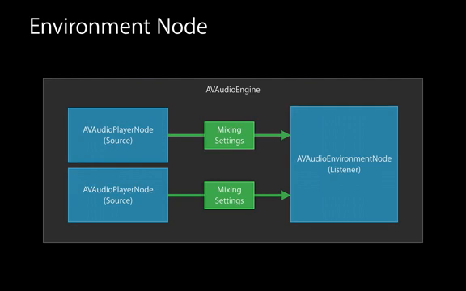So as a diagram, this is what it looks like. I've created an instance of an environment node, which means I now have a 3D space, and I have an implicit listener. I now create 2 player nodes who are going to act as sources in my 3D space. And using the AVAudioMixing protocol, I can set all of the source attributes.